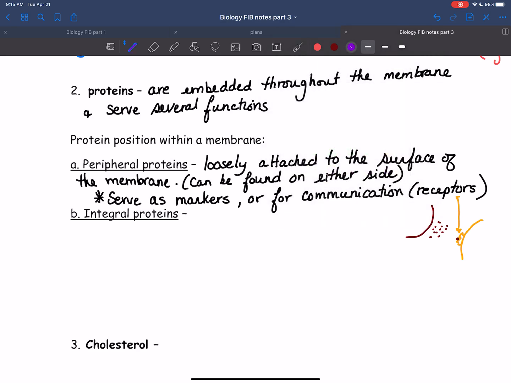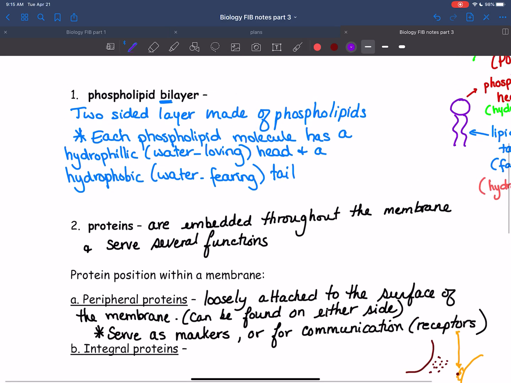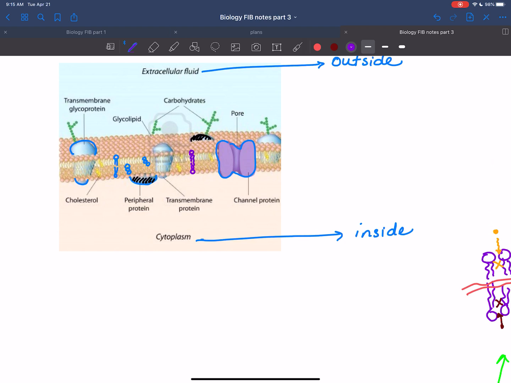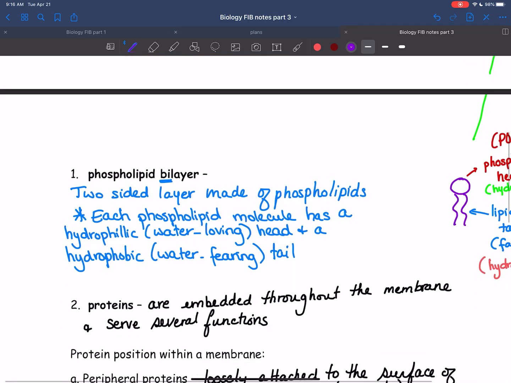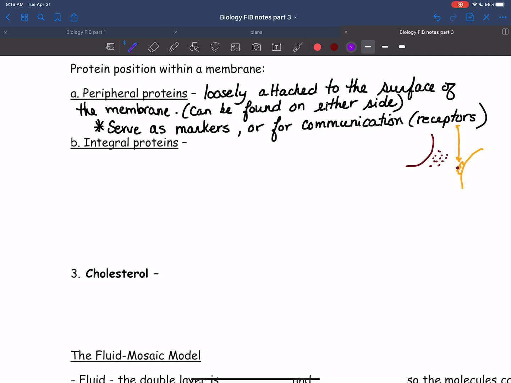Then we have integral proteins. Again, I'm going to change color here just to make sure that we don't confuse the notes, okay? So these guys are integral because they are found within the entire membrane itself. Okay, so they could make things like channels, like we see here, or here is one that you can see goes through the entire membrane itself. Okay, so integral proteins extend through the entire bilayer.